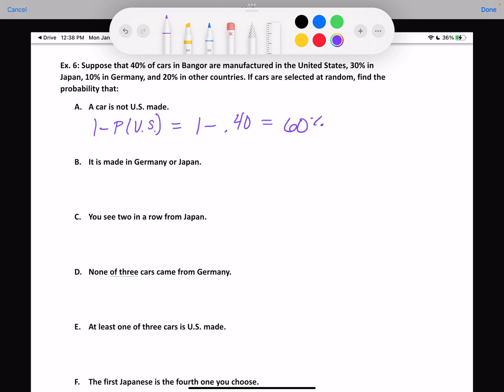Probability it is made in Germany or Japan. Okay, hold on. You need two numbers. You need the 10% and the 30%. So the probability of Germany plus the probability of Japan, which is 30 plus 10, which is 40%. You're going to notice I have no consistency as we go through this, because sometimes I'll leave them as percentages, sometimes I'll change them to decimals. I like the percentages.